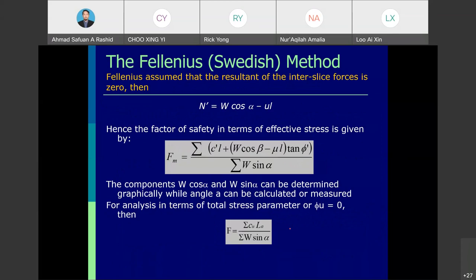Then there is an improvement made by Fellenius. Fellenius assumed that the resultant of the interslice forces is zero. From there, there will be some modification to the whole equation. So this is the final equation produced by Fellenius. It may cater for the pore water pressure if we have seepage occurring in the slope.